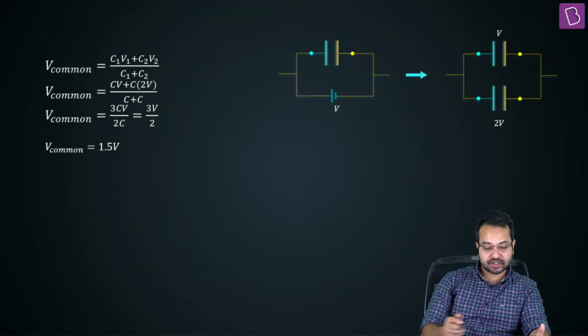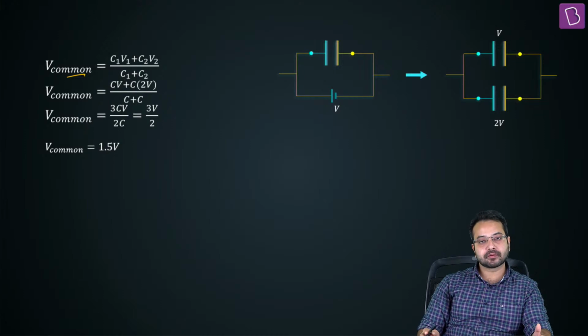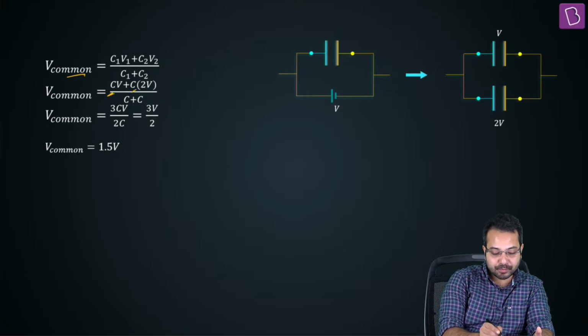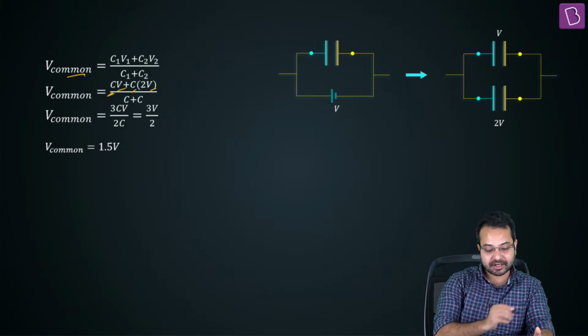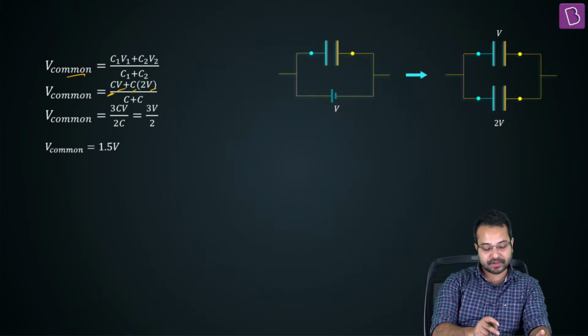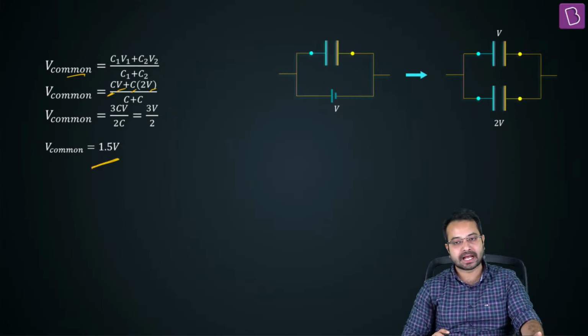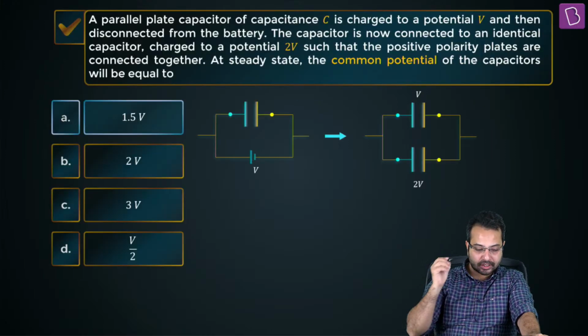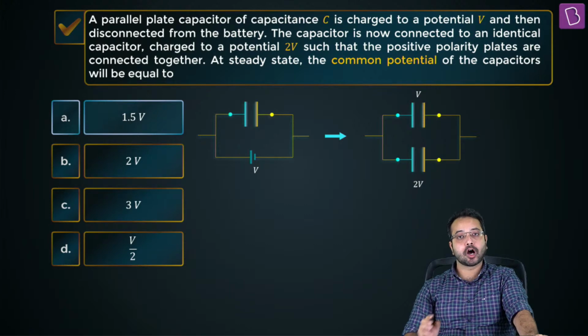So the common potential difference is given by C1V1 plus C2V2 upon C1 plus C2. The capacitance is the same, so the capacitance will be C. The voltages would be V and 2V, and then divided by C plus C. So if we do that, we are going to get V common as 1.5 volt. That's it. So what will be the correct option? The correct option is going to be option A.